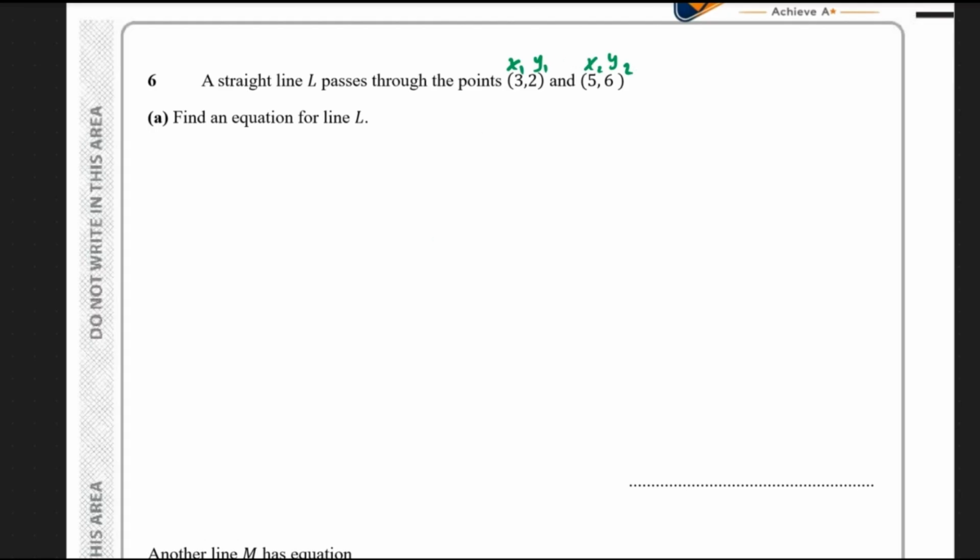And in order to answer this question, you have to start with the gradient. As you know, any equation of a line must have a gradient, and you should know that the gradient equals the change in y, y2 take away y1, divided by x2 take away x1. So now y2 is 6 and y1 is 2, divided by x2, 5, take away 3, which becomes 4 divided by 2. 4 divided by 2 is equal to 2, so this is the gradient.